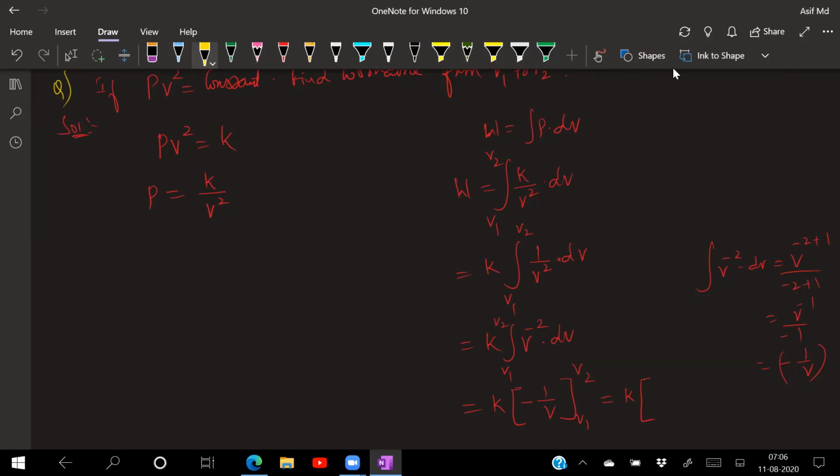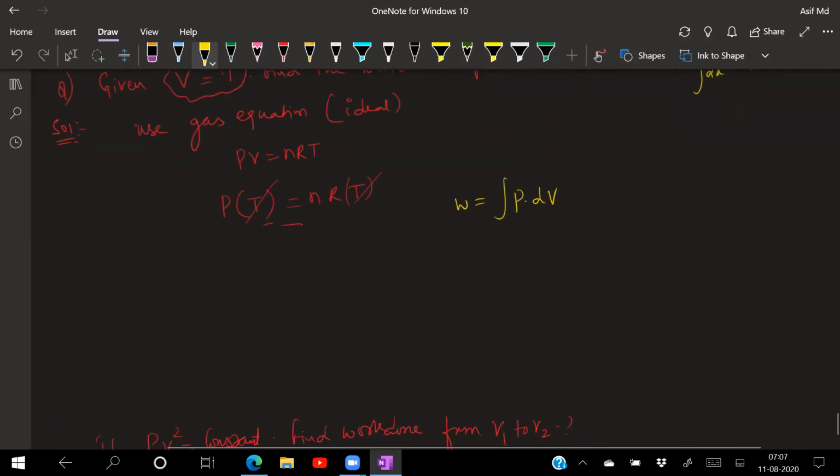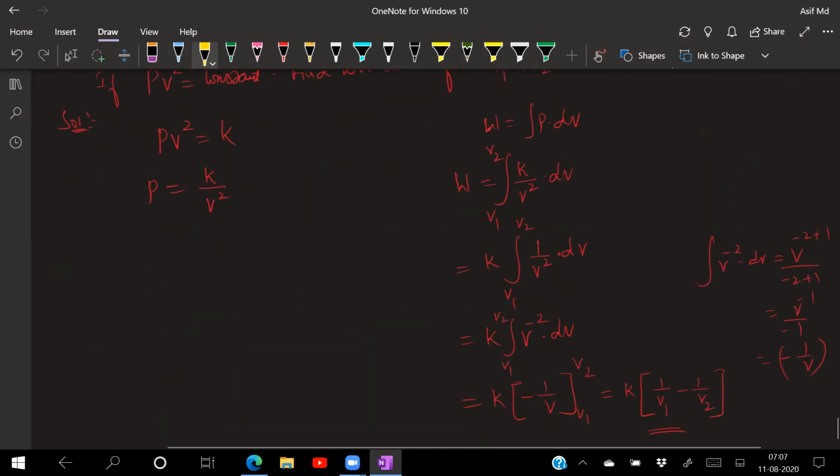We should do V1 minus V2, sir. Yes, because the minus sign is there, we can remove that minus sign, because otherwise the calculation will become hectic. Whenever you get a negative sign, you substitute lower limit minus upper limit. That means directly I can write 1 by V1 minus 1 by V2. That will give me the answer in one step. So this is the way we do problems related to work done for the given processes.